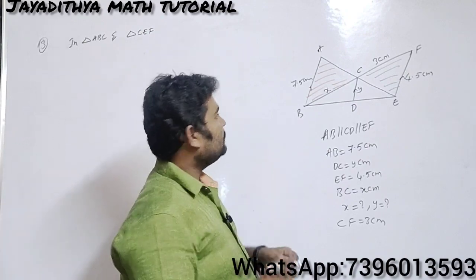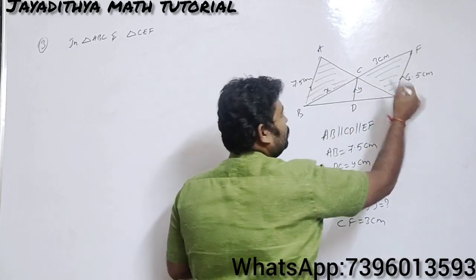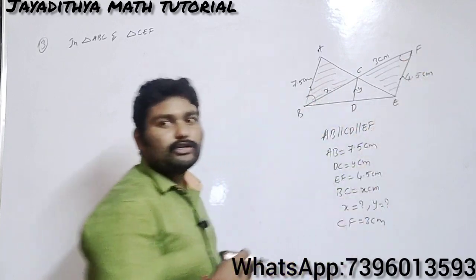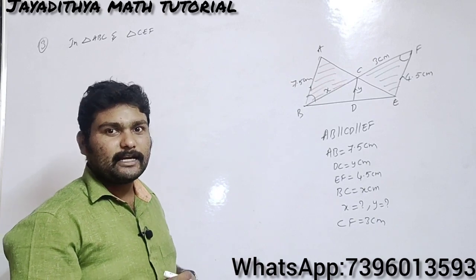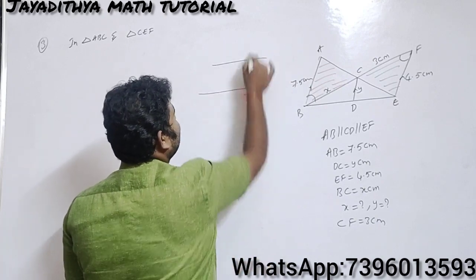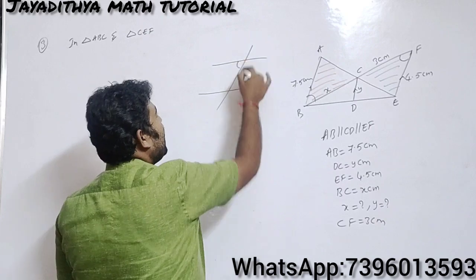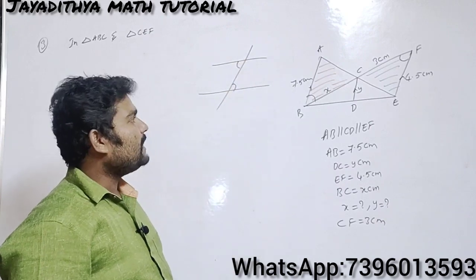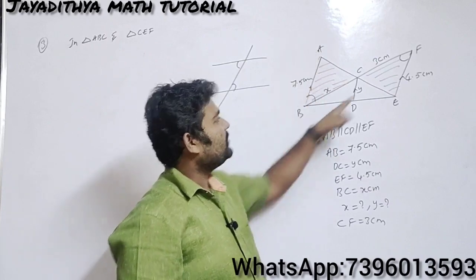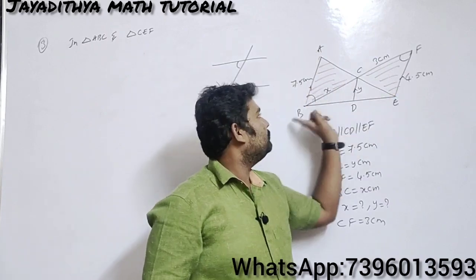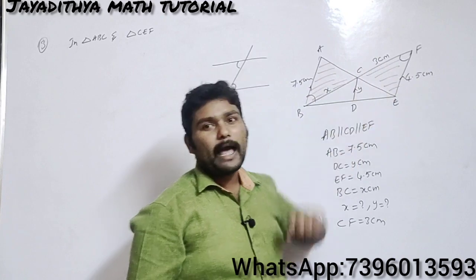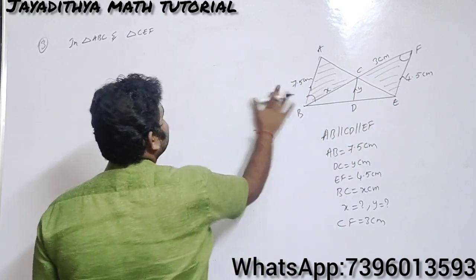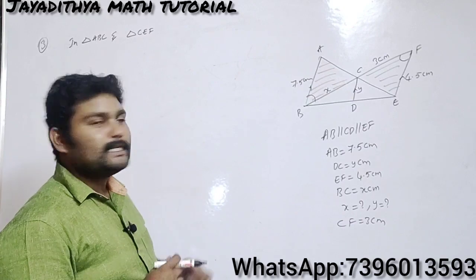You know that AB is parallel to EF. So automatically these 2 angles will be equal. Why? Because they are alternate interior angles. If 2 lines are parallel and a transversal is drawn like this, you can observe these 2 angles will be equal, because both are alternate interior angles. Here also take the first line as AB and the second line as EF, and BF as the transversal. Then these 2 angles are alternate interior angles, so both angles will be equal. So that is our first part.